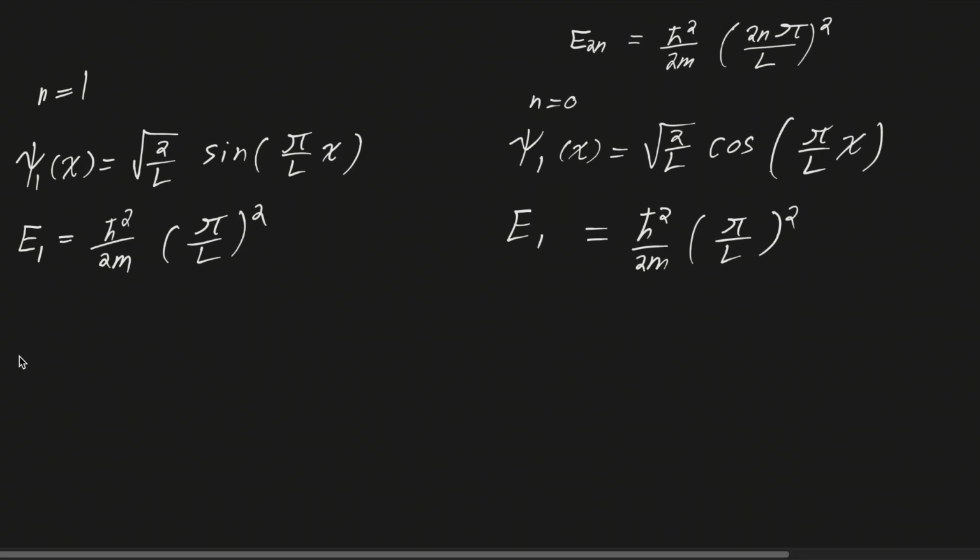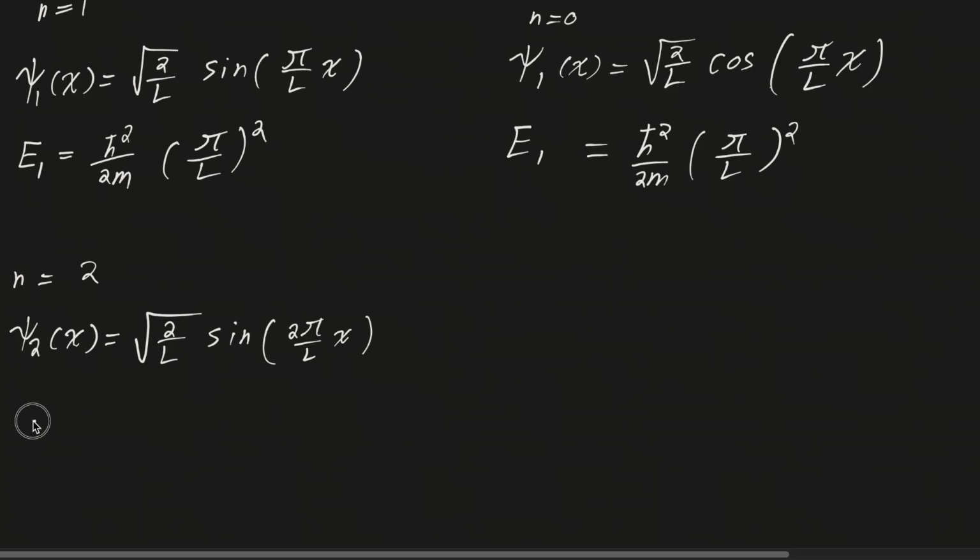Now, if we examine again, let's say for n equal to 2, we get that psi 2 of x will also equal the square root of 2 over L sine of 2 pi x over L, and E2 will equal h bar squared over 2m times 2 pi over L, squared.